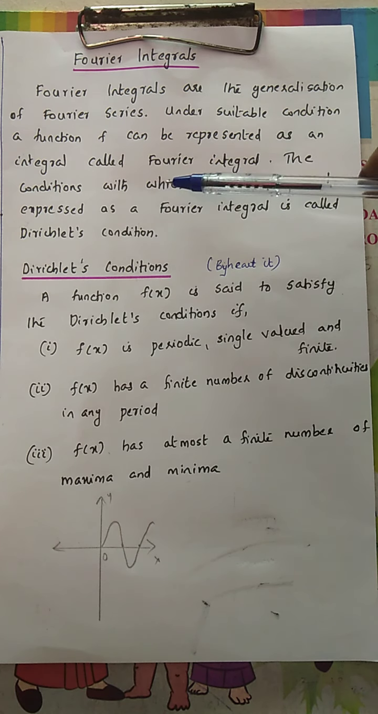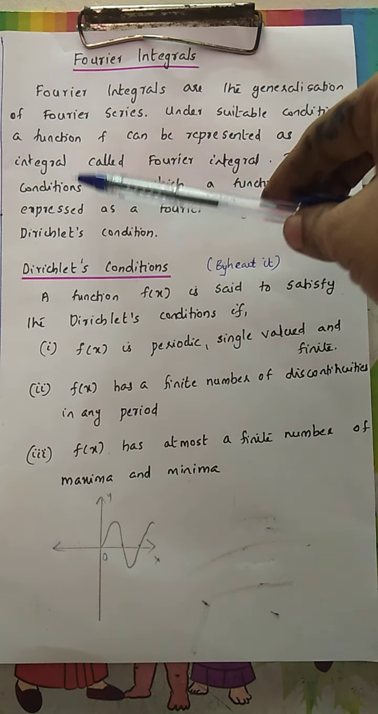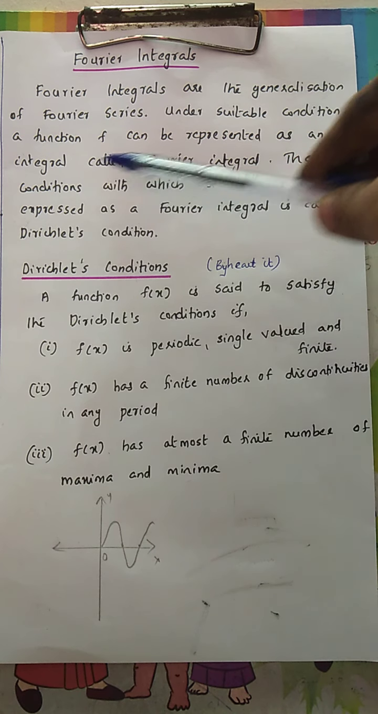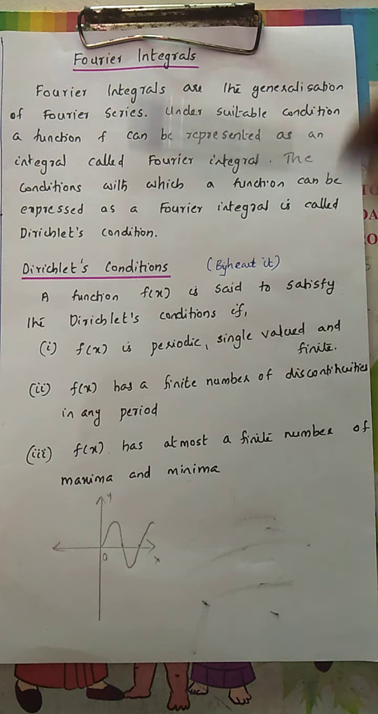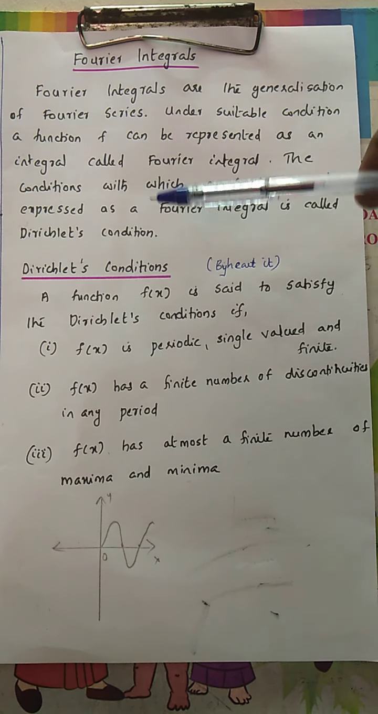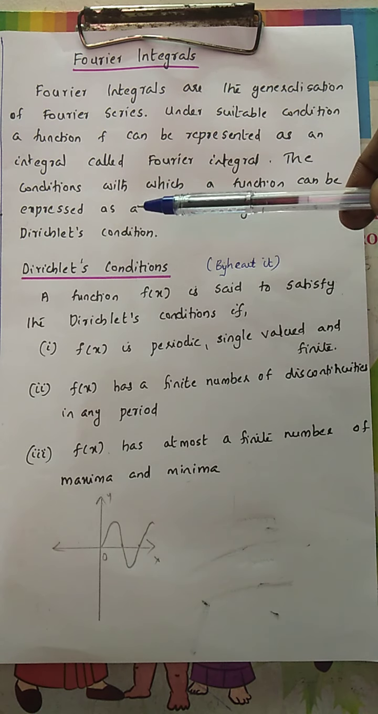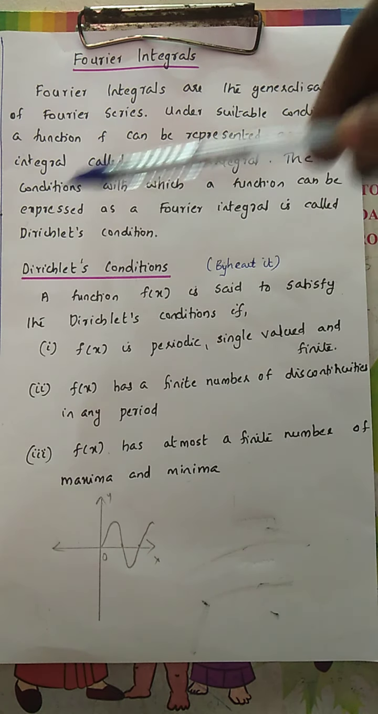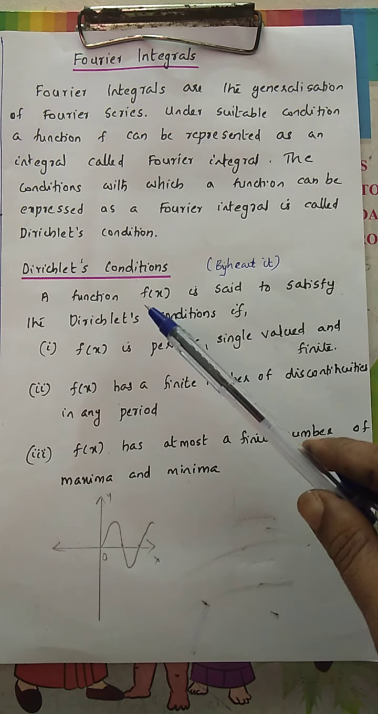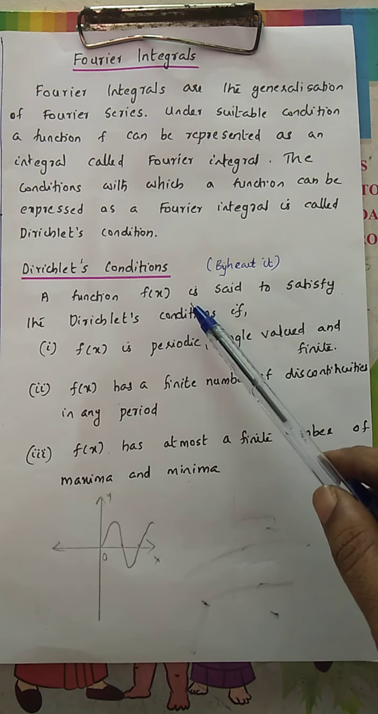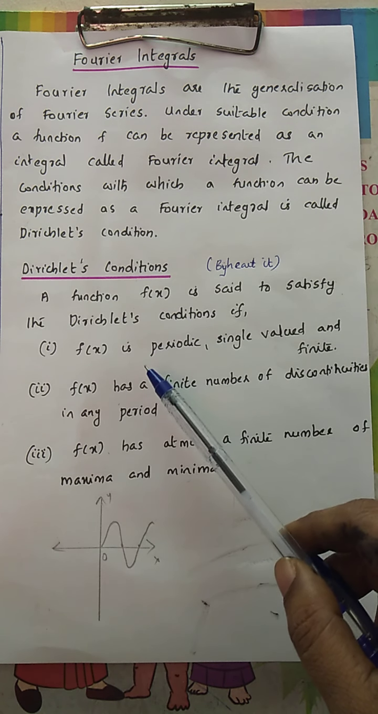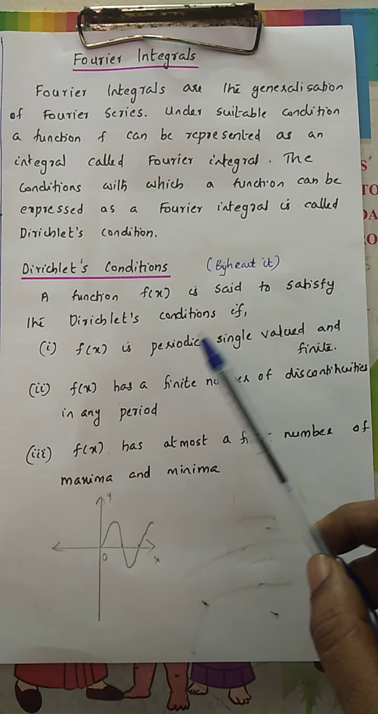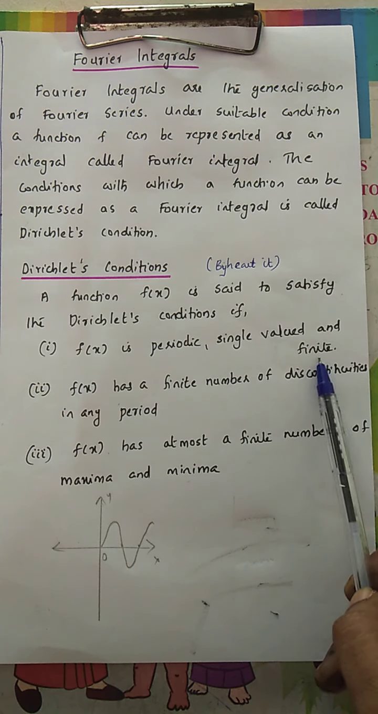Under suitable conditions, you can write the function f of x as an integral, which is called Fourier integral. The conditions with which a function can be expressed as a Fourier integral are called Dirichlet's conditions. I think you also went through that in first year. So Dirichlet's conditions are three conditions. First, the function f of x is said to satisfy Dirichlet's conditions if f of x is periodic, single valued and finite.